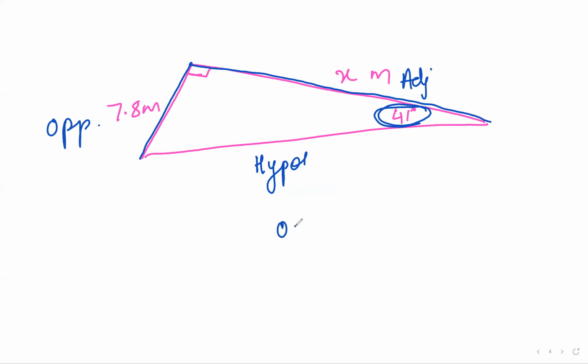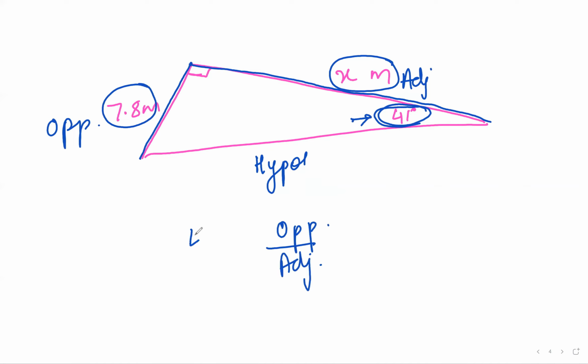So opposite divided by adjacent is what? What data do I have? I have 7.8 meters. I have this 41 degree angle. I have x meters. So I have the opposite, the adjacent, and the 41 degree angle. Now the 41 degree angle with opposite and adjacent is the formula of whose? It is tan. So you have tan 41 degrees. The opposite is 7.8, and the adjacent is x. So tan 41 degrees is equal to 7.8 over x.